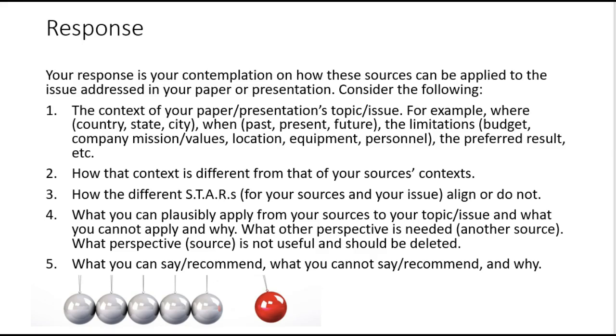Okay, so you can also take a look at the past, present, and future. What's happened in the past, what's happened in the present. You can consider limitations like budget. I mean, people have to be able to afford things. Also, the values of the company. I talked about location. What kind of equipment? How many people do they have working for them? That type of thing. So make sure that you're taking a look at the context. And then how does the context compare to the sources that you have used? And the third one, how do the stars align? Again, for your sources as well as for your own project that you are completing.